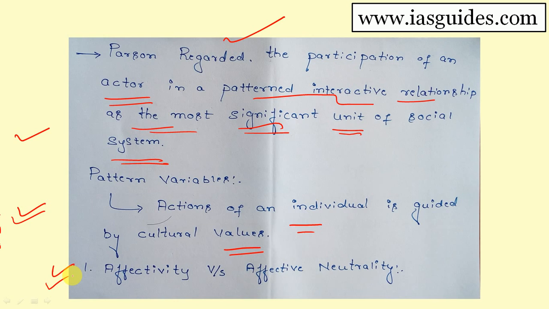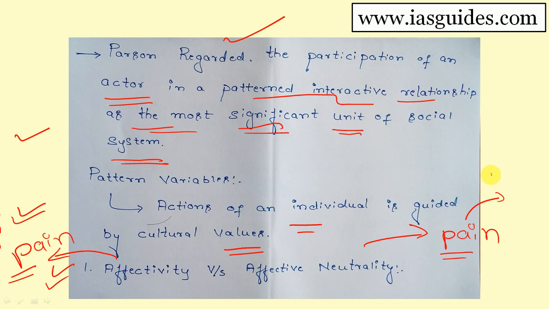And affective neutral means a man who does not care for pain. That is what is known as affective neutral. Affectivity means a man who cares for pain. Pain is there, affectivity. Affective neutral: pain is there, then also no care. Don't care, take pain and you perform the work. For example, neutrality, soldiers.